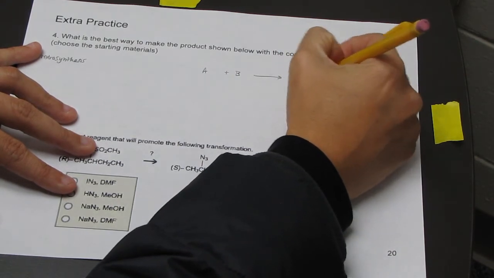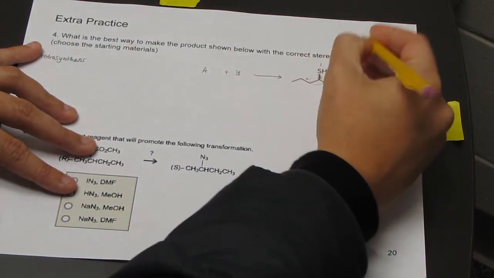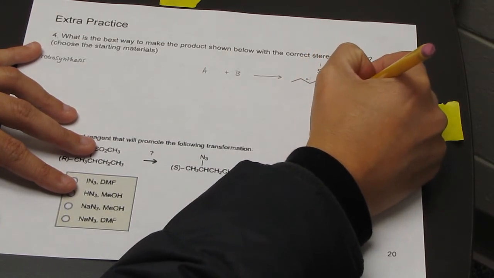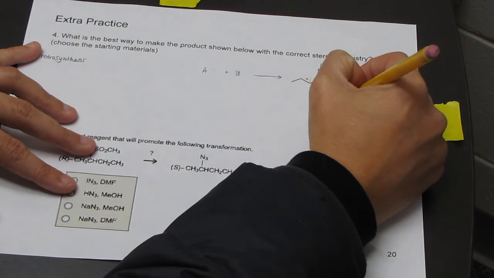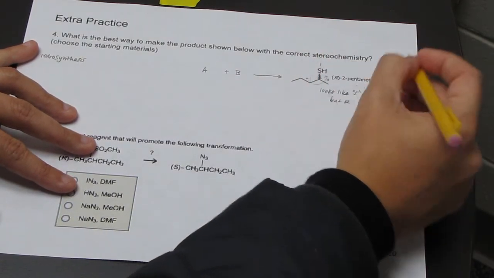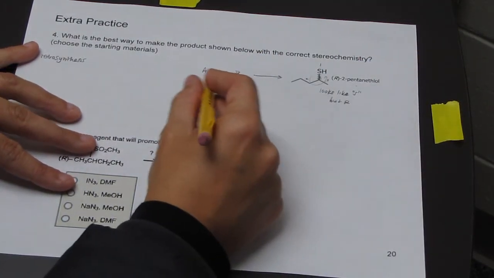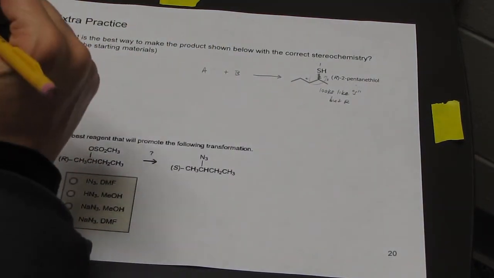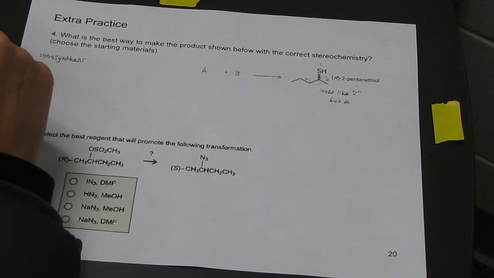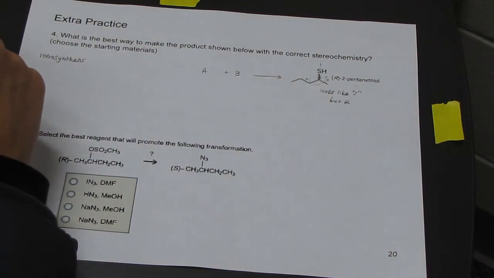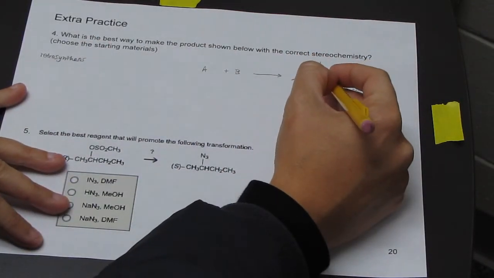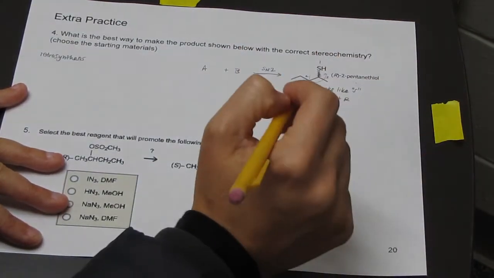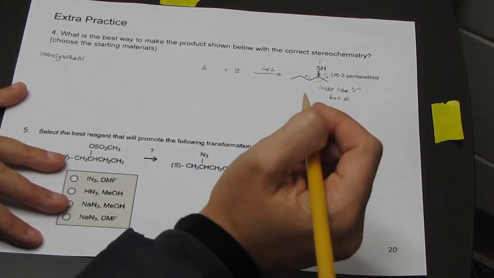And so 1, 2, 3. It looks like S, but because the lowest priority is coming towards us, it's R. Okay. So this is R-2-pentanethiol, and we're asked what is the best way to make it. Keep in mind that you know SN1 and SN2, and we had learned that SN2 is the best way to make just one stereocenter. And so we really want to have an SN2 reaction.